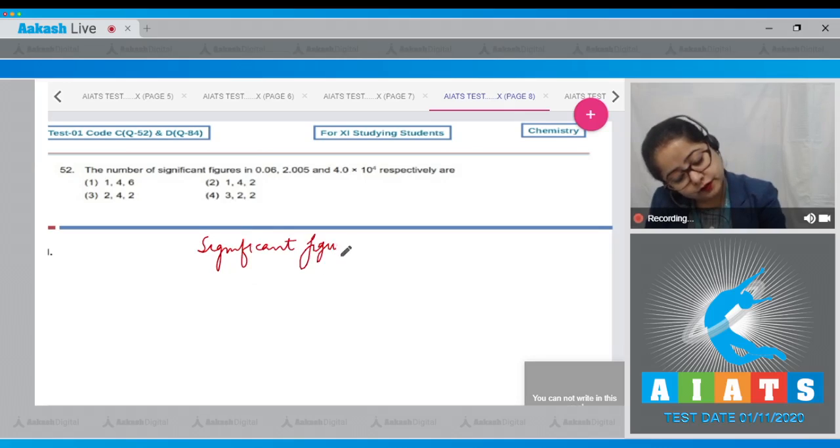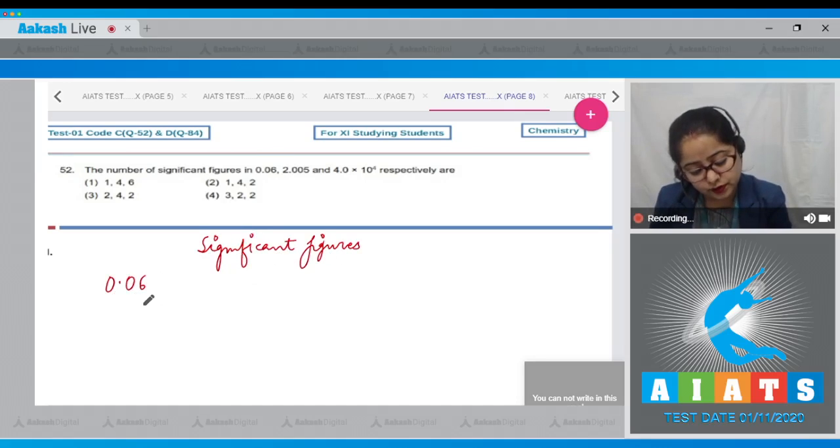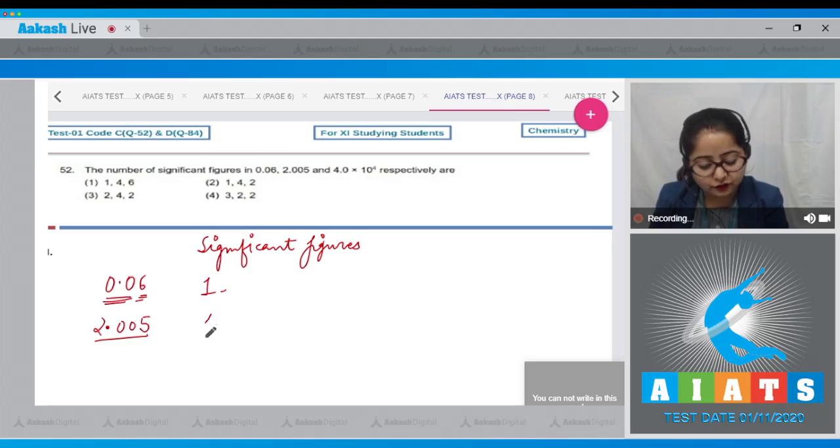The number of significant figures. Number 1, we have 0.06. Student, in this, the number of significant figures is only 1, because the zeros preceding the first non-zero digit are non-significant. Moving to next, 2.005. Here, the number of significant figures is 4. Moving to last, 4.0 into 10 to the power 4. Here, the number of significant figures is 2. That means the correct answer is option number 2.